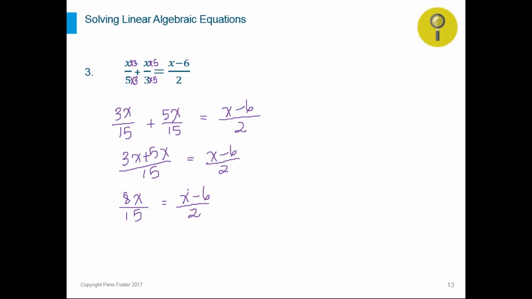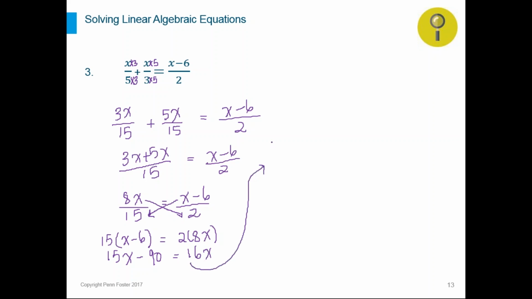So all you have to do is cross multiply. Let's write out the multiplication correctly. We're going to multiply 15 times x minus 6 equals 2 times 8x. Simplify by distributing the 15 over the x and the negative 6. So 15 times x is 15x, minus 15 times 6 will give you 90, minus 90 equals 2 times 8x, which will give you 16x. Not done yet. We have to continue our work there. So far we have 15x minus 90 equals 16x.